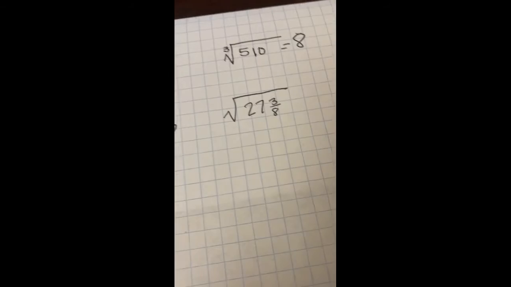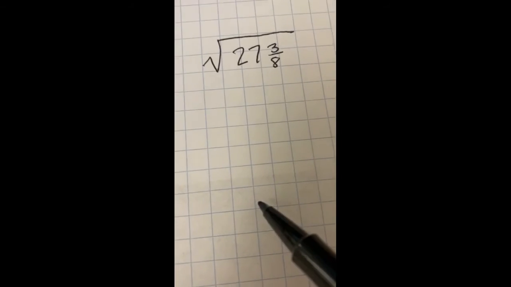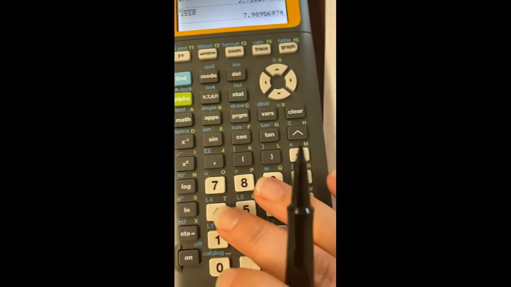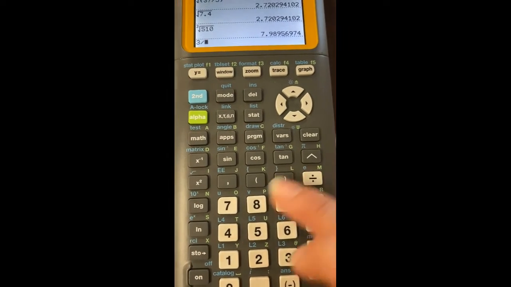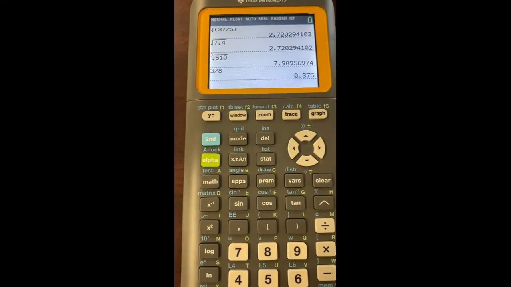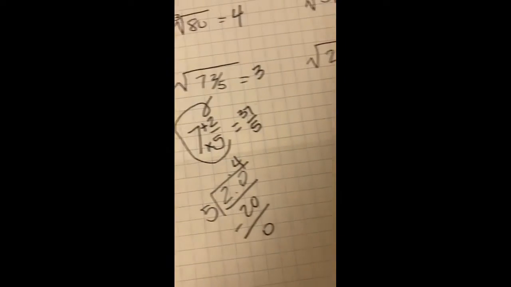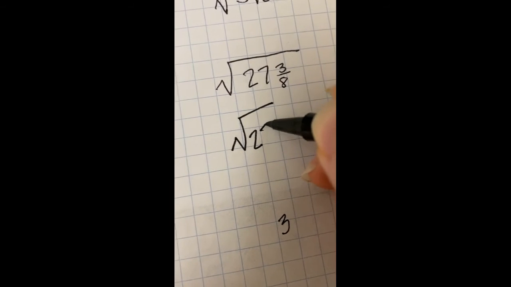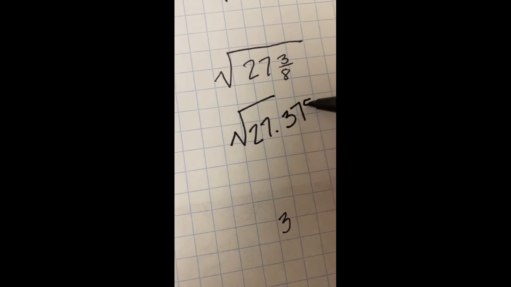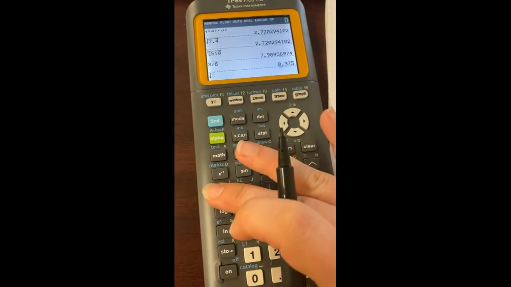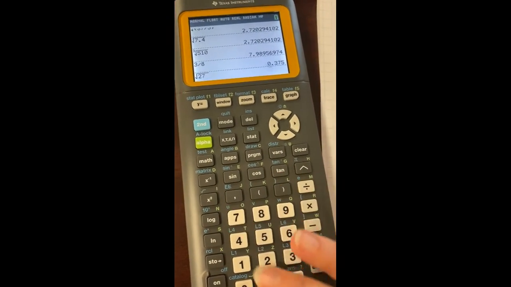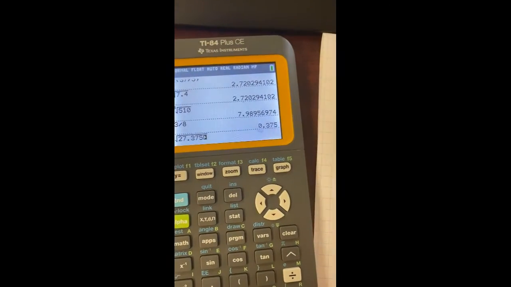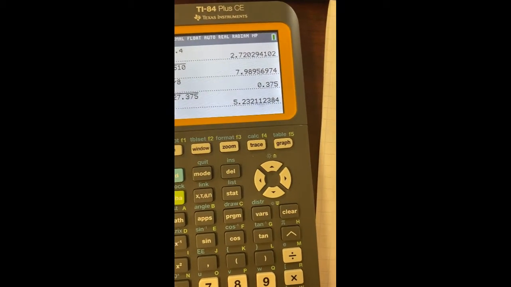All right, and last but not least, we have this. Now, we can turn the 3/8 into a decimal. You could say 3 divided by 8, which is 0.375, and I've got 27 in front of it. So it would be the same as saying the square root of 27.375. Okay, so we go second square root, 27.375, enter. And we have 5.232111. So that is about 5, right?